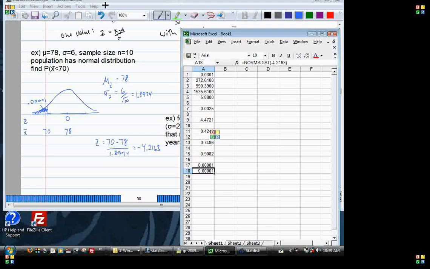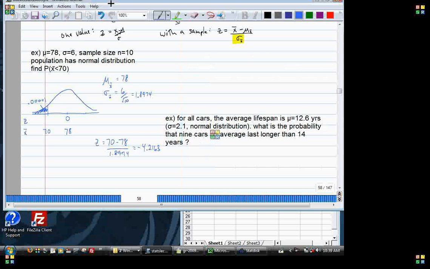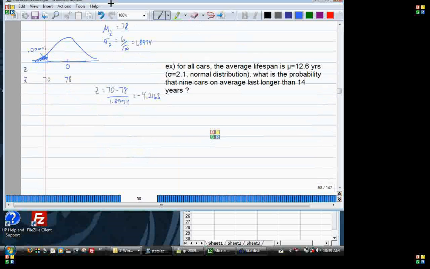Okay. So quickly in the time we have left, let's do this other problem. So what's the first thing that we do? Yeah, write this down in notation. We're looking for P what? X bar greater than 14. Exactly. First of all, how do we know that this is an X bar? Because it says 9 cars. Right. It says 9 cars on average. So that tells you you're dealing with a sample and you're talking about a sample mean. Okay.